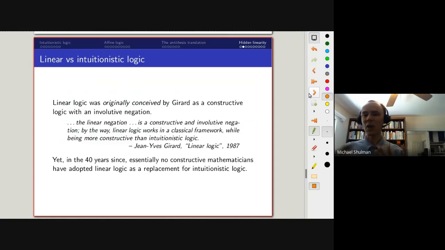And I find this really inspiring because linear logic, which is the parent of affine logic, was originally conceived as a constructive logic with an involutive negation. So Girard wanted to have something that's constructive in an intuitive sense of constructing things when you prove them. But for some reason, in the 30 or 40 years since he invented it, nobody has started really using it for doing constructive mathematics. There are a lot of reasons that might be the case, but I think having this translation may help connect these two worlds a little bit more.